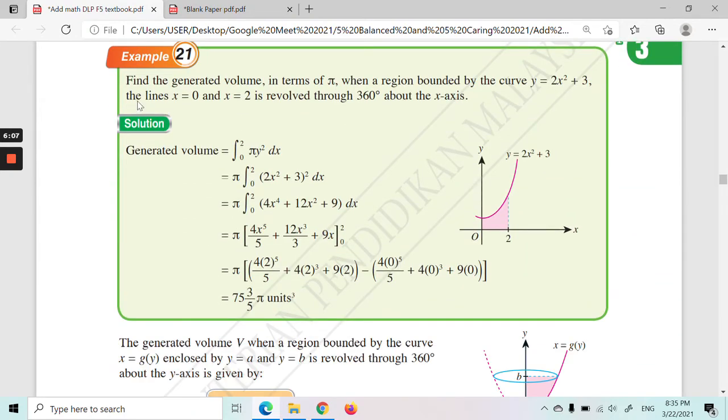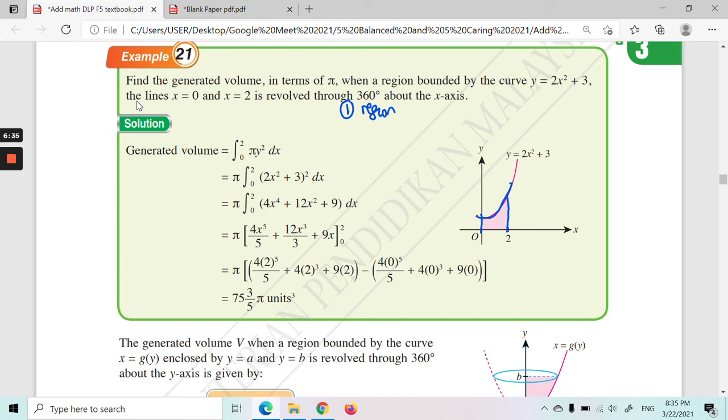Find the generated volume in terms of pi when a region bounded by the curve and the lines x equals 0, x equals 2 is revolved 360 degrees about the x-axis. So this one has a few pieces of information. Number one, you must know where the region is. The region we have is bounded by the curve, this is the curve, x equals 0, x equals 2.